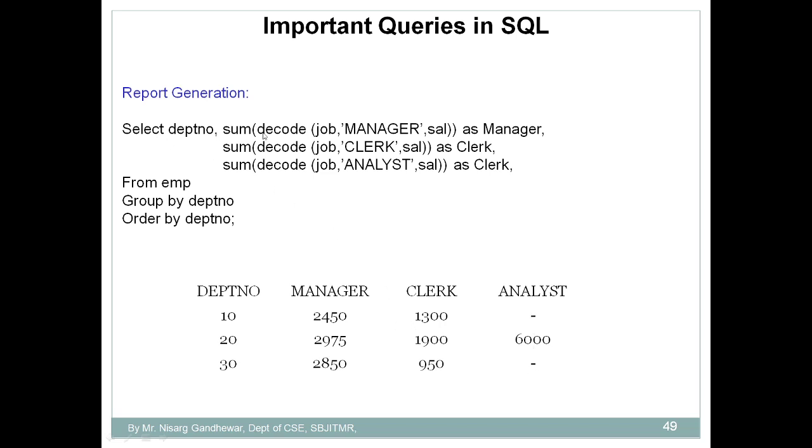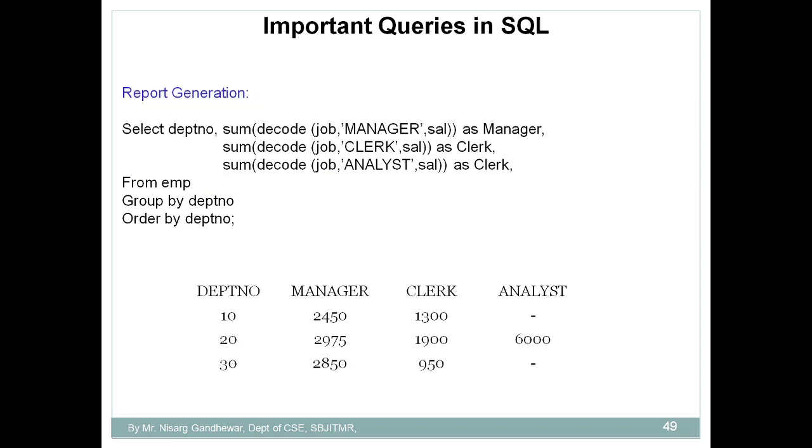So for that purpose I wrote this query: select department number, comma, sum of decode, job equals manager, then salary. I am giving the alias as manager. Similarly for clerk and similarly for analyst. From which table? Employee table. I want to group them based on department number, and finally I applied the order by clause so as to arrange this data according to department number. So this is how you can generate a report with the help of the decode statement. I hope you understand these 3.